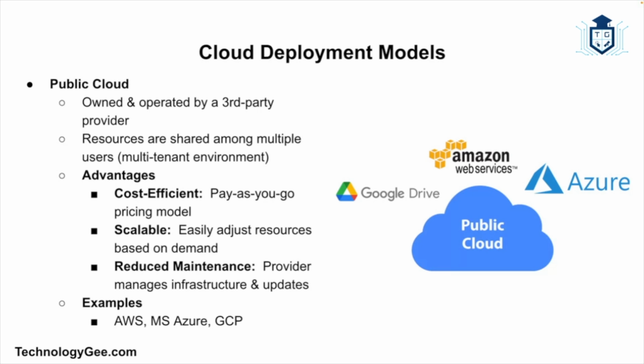All right, so let's move on and talk about cloud deployment models. Cloud deployment models describe how cloud services are implemented and utilized. And the three primary models are as follows. The first one is the public cloud. This is where resources are owned and operated by a third party provider and shared among multiple users. It offers cost efficiency, scalability, and reduced maintenance responsibilities. Some examples are Amazon Web Services, Microsoft Azure, and Google Cloud Platform.